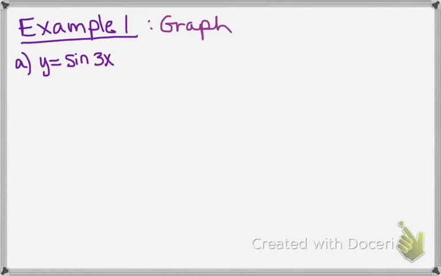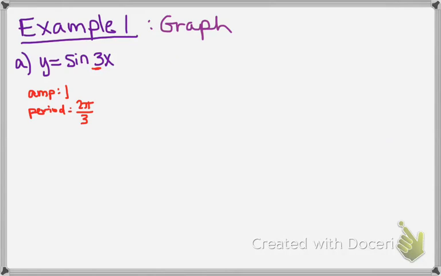So to do this, the first thing we want to do is look at any numbers that happen to be in the equation. In this case, there's that 3. Well, a 3 in front of the x affects the period. So when I graph it, I always identify my amplitude and my period first, just to help me graph it. So the amplitude in this case is just going to be 1 because there is no number written in front of the sine. So then the period is equal to 2 pi divided by the b value, which in this case is 3.